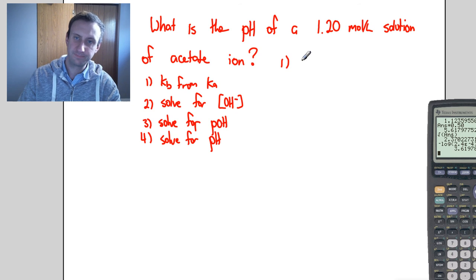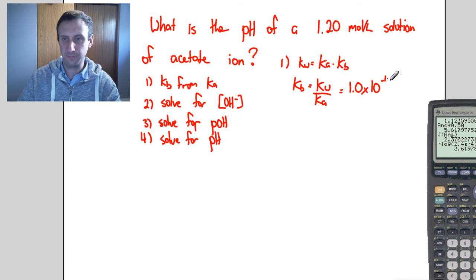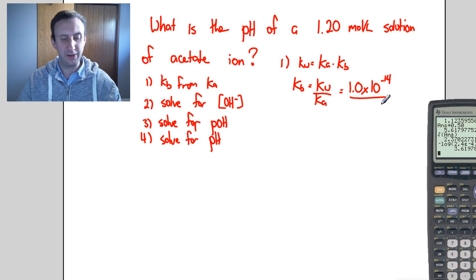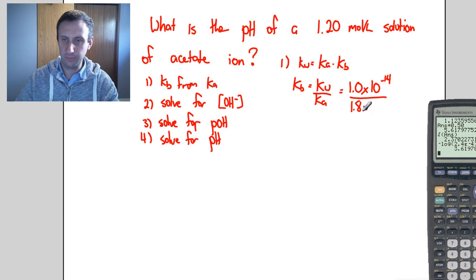So Kb, let's first of all say Kw is equal to Ka times Kb. So Kb is equal to Kw divided by Ka. So I have 1.0 times 10 to the negative 14. Should have written down that Ka right away because I've already forgotten what it is. It is 1.8 times 10 to the negative 5. That's right.